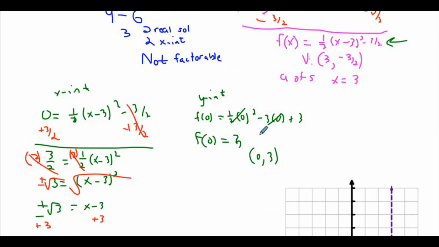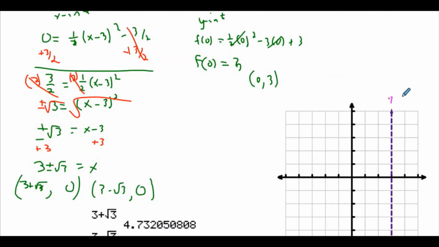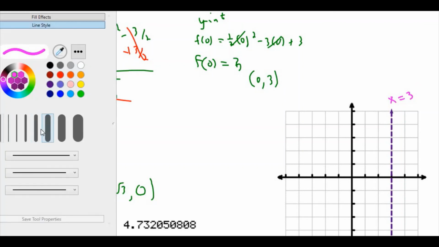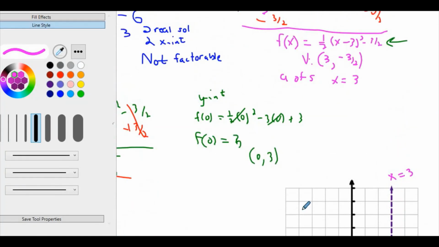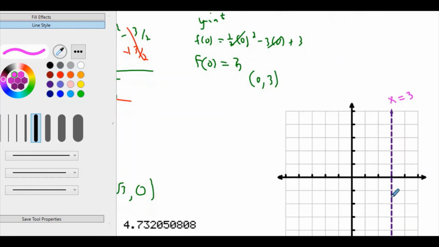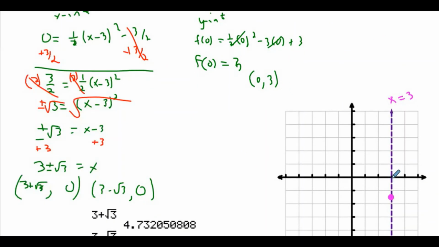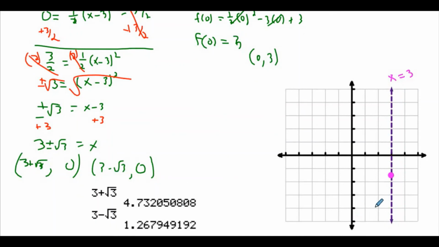All right, let's get started graphing it. You can see that I already graphed the axis of symmetry here at x equals 3, right? That's already done. And then we're going to graph the vertex. The vertex is going to show up at 3, negative 3/2, which is 1.5. So I'll put it right there. So 3, negative 1.5. My x-intercepts are these crazy irrational numbers.